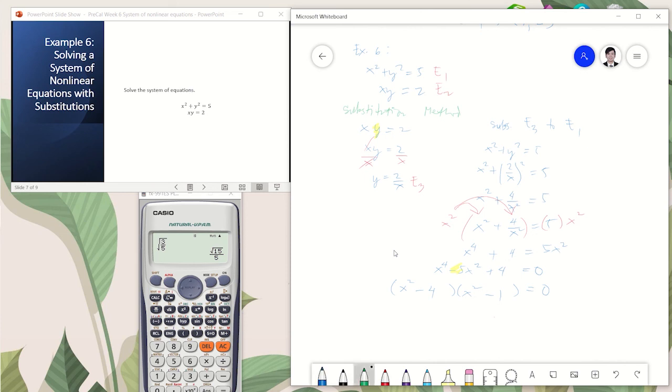Just like before, x squared minus 4 is equal to 0, or x squared minus 1 is equal to 0. So add the 4 on both sides. So this will become x squared is equal to 4. Get the square root. So positive or negative 2. Here, add 1 on both sides. Then get the square root. So positive or negative 1.